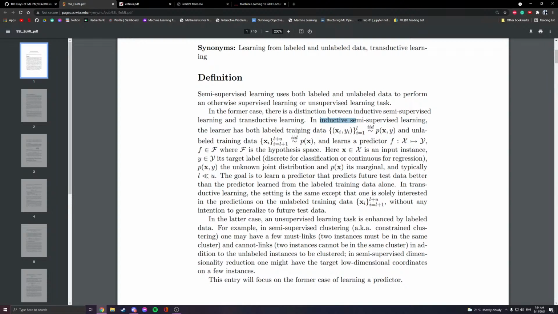We have both labeled training and unlabeled data. So in transductive, the setting is the same except one is solely interested in making predictions on the unlabeled data. Here, do we make predictions on both? Inductive learning, the learner has both as a predictor. So there's a joint distribution and a P of X. So P of X comma Y and P of X.